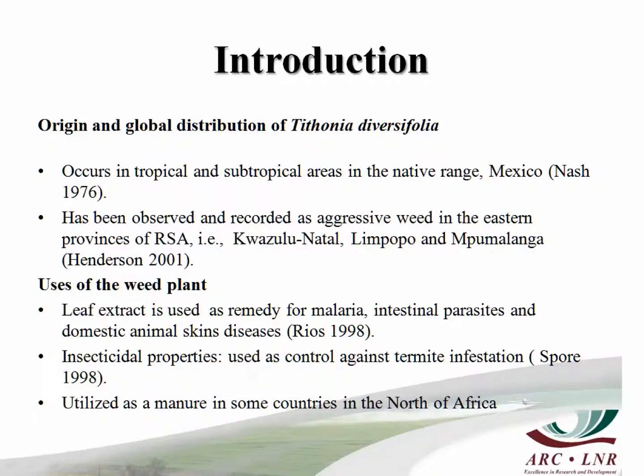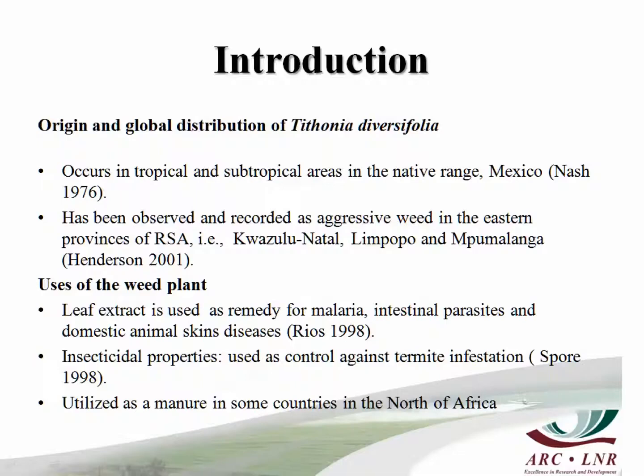Introduction. The origin and global distribution: Tithonia diversifolia occurs in the tropical and subtropical areas of Mexico, which is its native range. It has been observed and recorded as an aggressive weed in the eastern areas of South Africa, which are KwaZulu-Natal, Limpopo and Mpumalanga.